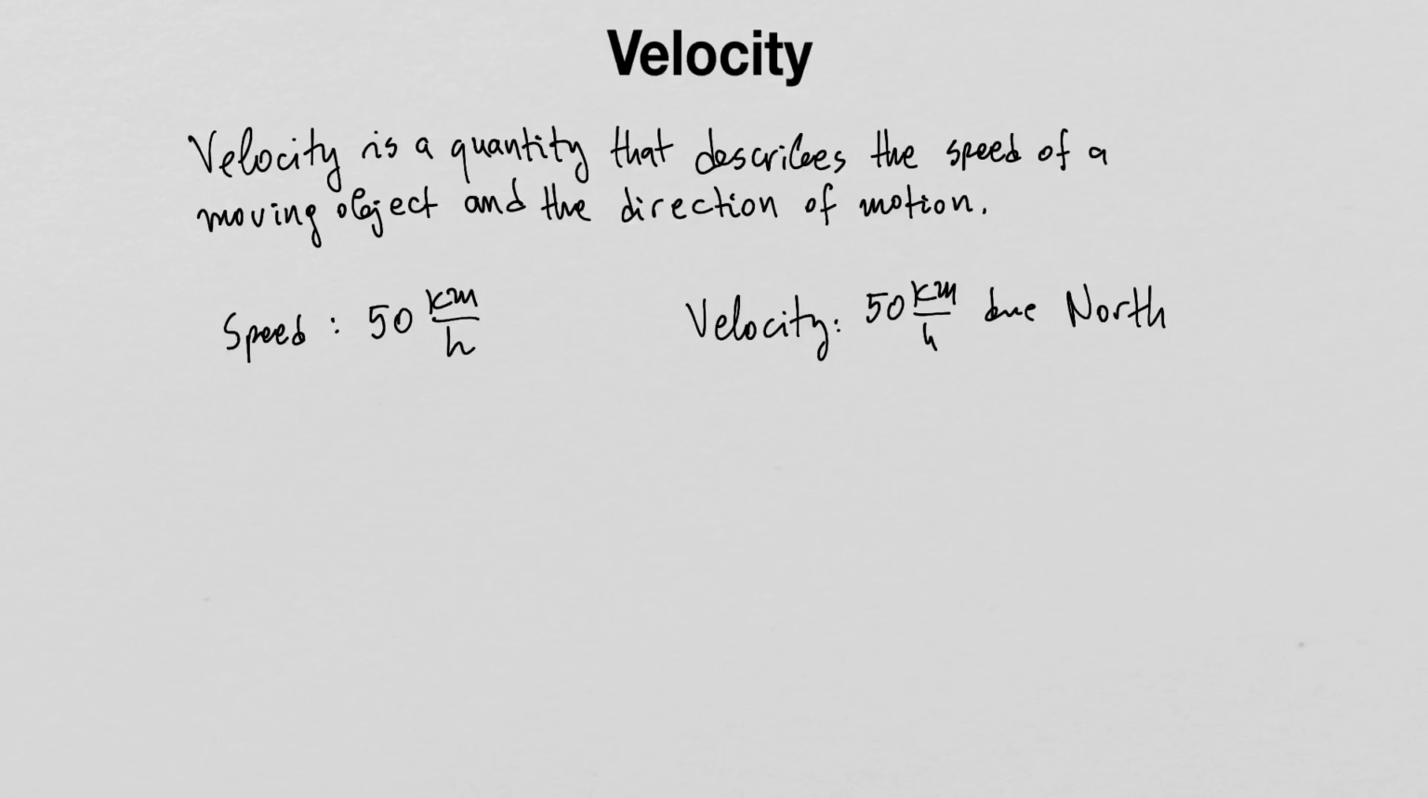And so quantities that are only numbers are known as scalar quantities, and quantities that are numbers and direction associated with them are known as vector quantities.